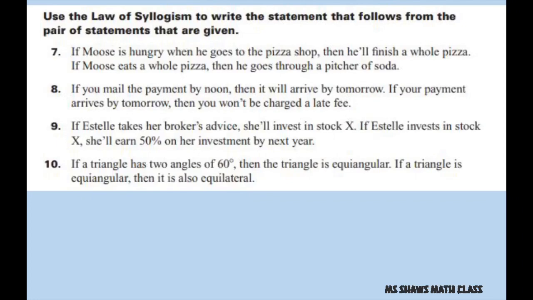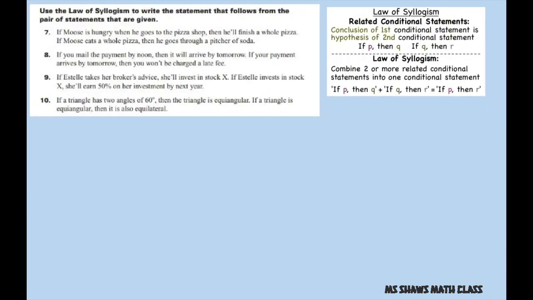So first of all, the law of syllogism is related to conditional statements. Basically, the conclusion of the first conditional statement is the hypothesis of the second conditional statement. So basically it's like this. If you have if P, then Q, and if Q, then R, then we can take P and Q since these two are the same. So we say if P, then R.